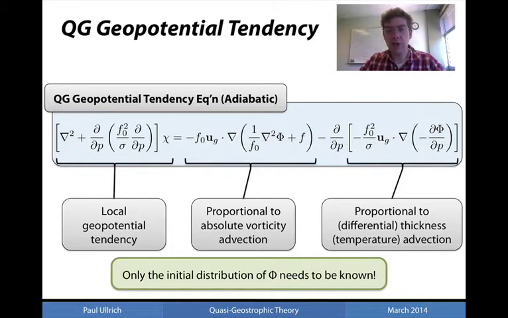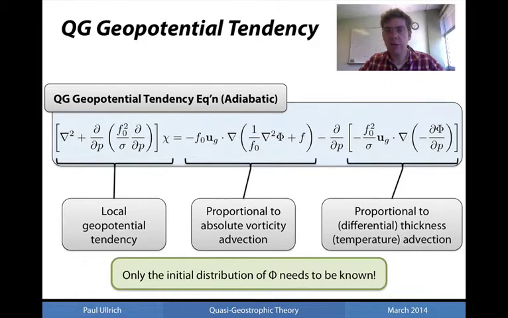So this leads to three terms, all of which look fairly complicated mathematically. However, we'll see that they actually decompose fairly readily into very simple qualitative concepts. So this left-hand term here is a complicated composition of second derivative operators, but this basically just represents the local geopotential tendency. This operator is one that we'll need to invert in order to solve for the local geopotential tendency. The first term on the right-hand side is basically proportional to absolute vorticity advection, the only difference here being that it is multiplied by an f0 term, which is simply associated with the sign of the hemisphere.